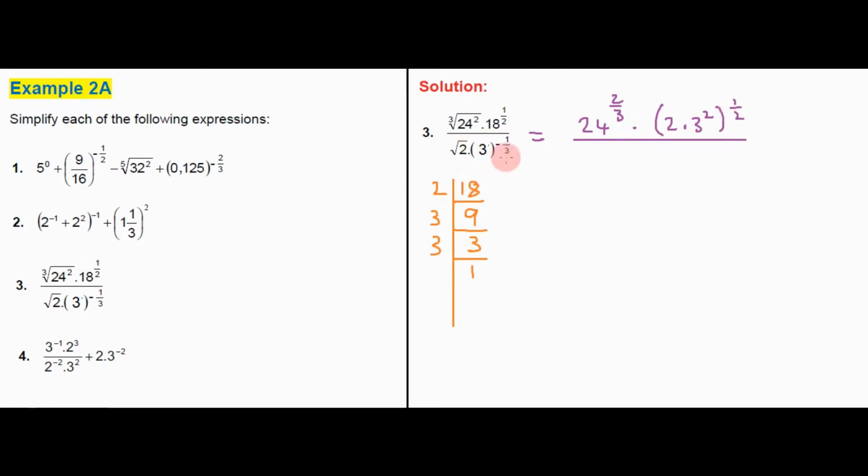We're going to write the square root of 2 as 2 to the 1 over 2, getting rid of the square root. Now we're going to find prime factors of 24.